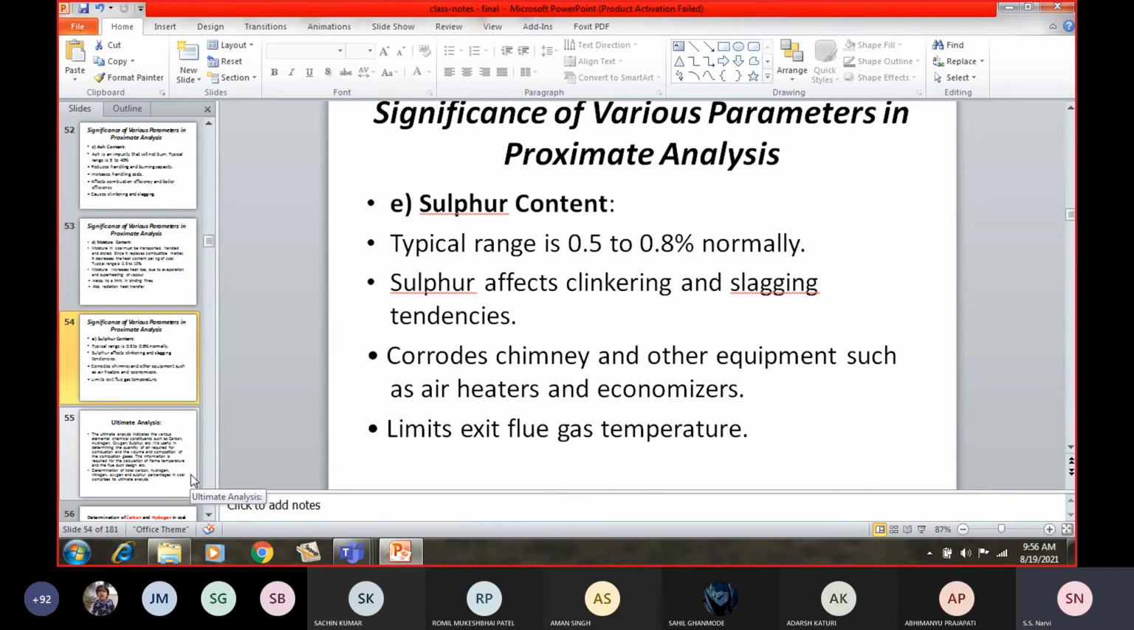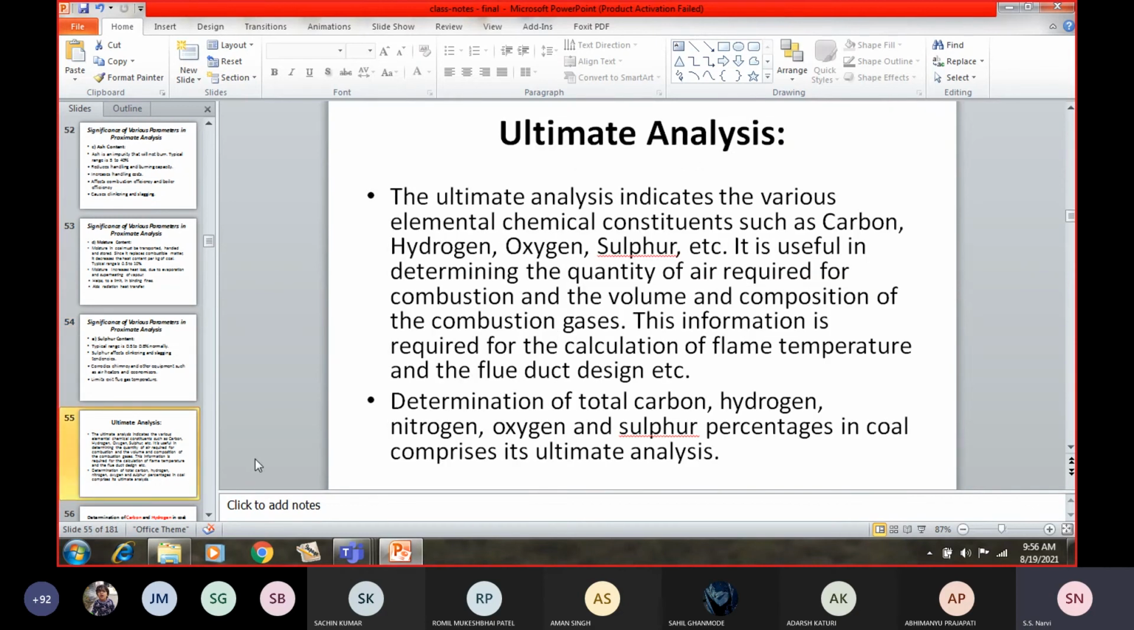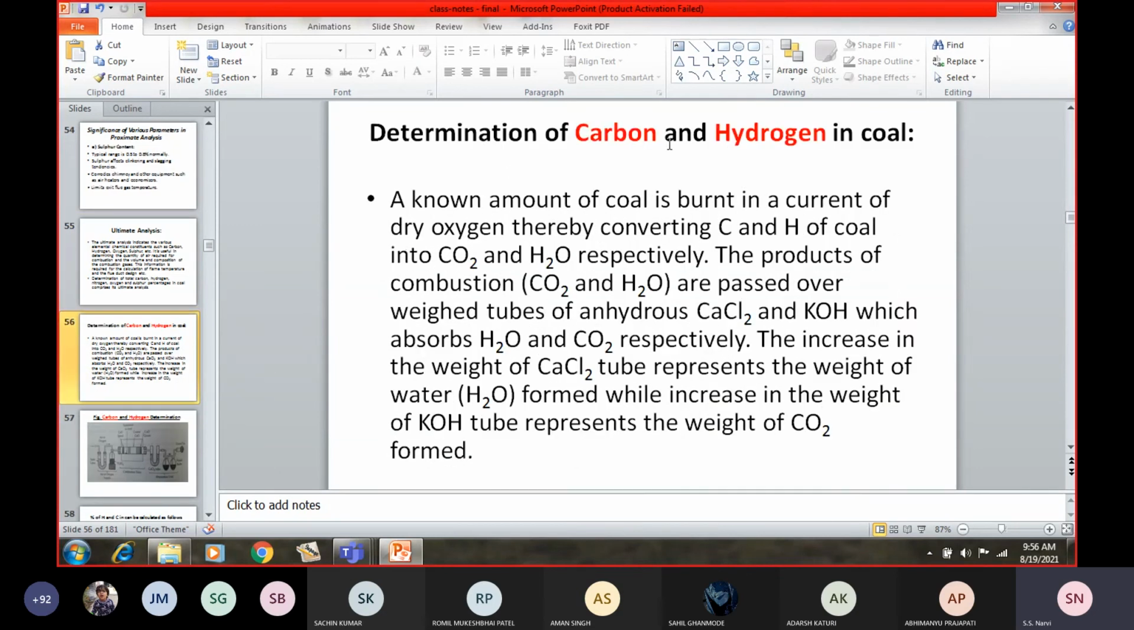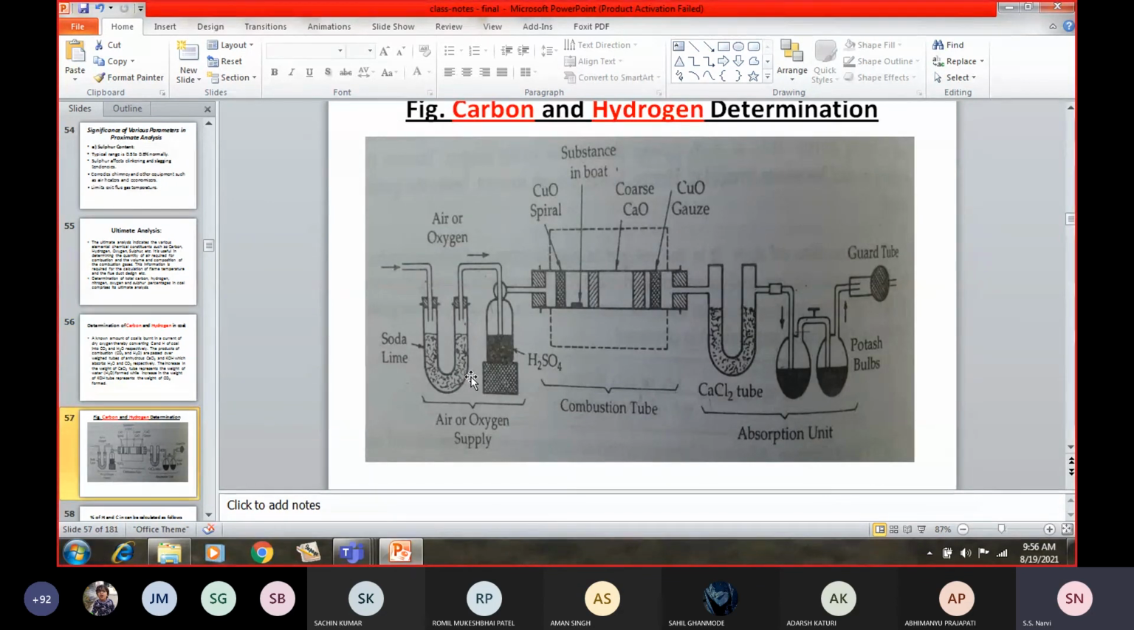Then coming over to ultimate analysis, here you determine the carbon and hydrogen separately. You do this in this assembly. The time is not there now. I will upload this slide, and those who want to discuss it later, we will discuss it later. Here what you do, you have a coal sample which is air dried, isn't it? And where all the moisture has been removed by heating at 110 degrees centigrade. So you have removed the moisture.